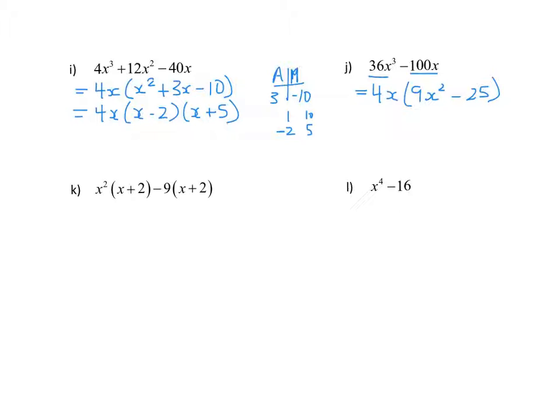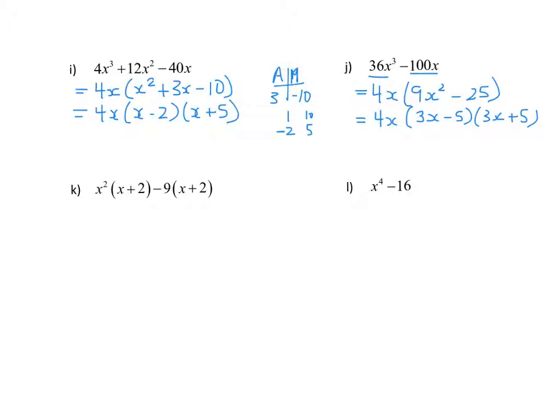I don't have a trinomial inside that bracket, but I do have 2 terms, and if I follow my decision-making tree, that does look like a difference of squares there. So now the 4x goes along for a ride, and we're going to change that into the binomial conjugates of 3x minus 5 multiplying a 3x plus 5.